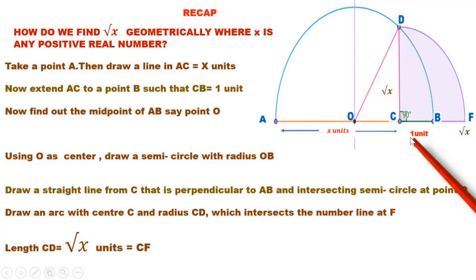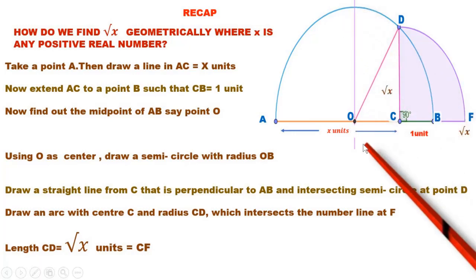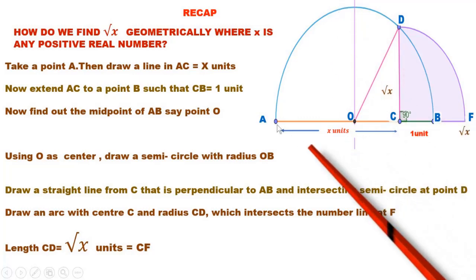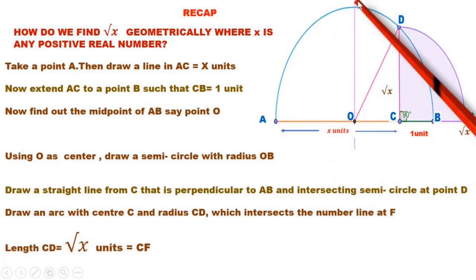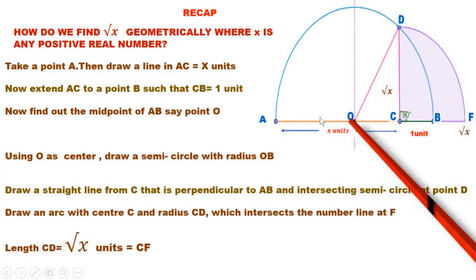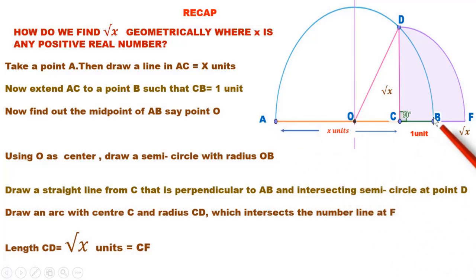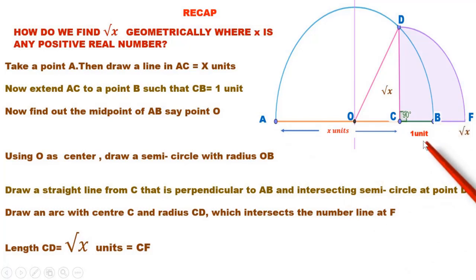Now find the midpoint of AB, say point O. How to find the midpoint? By perpendicular bisector. Now using O as a center, draw a semicircle with radius OB. The semicircle must touch both the ends A and B, which I already told you. If they are not touching, then stop there and retry again.